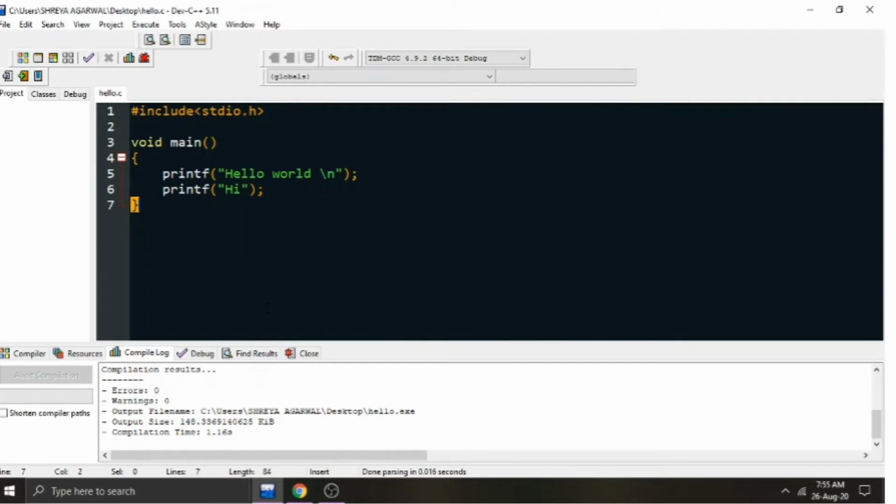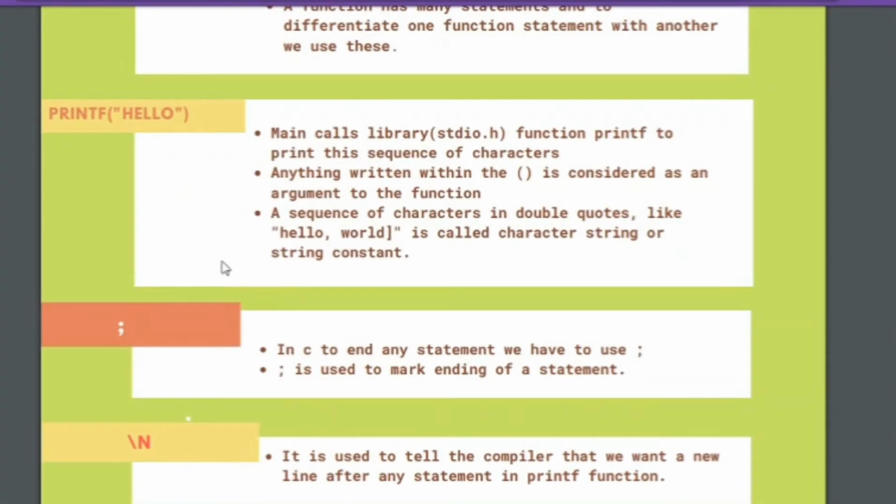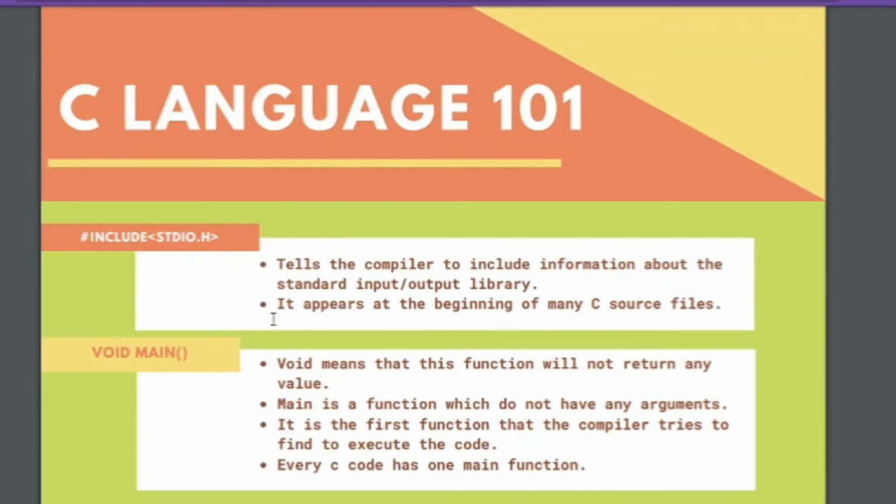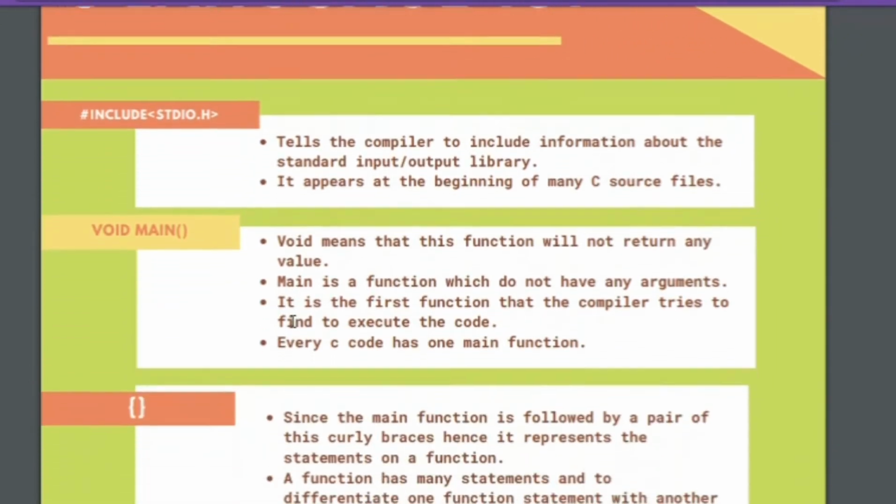So let me explain what each of the statements means. Let's start with hash include stdio.h. Hash include means including something, a source library file. Basically in C, whenever we want to include any library, we need to use hash include. Here we have included the stdio.h library, which is the standard input output library. Basically, this include statement always appears at the beginning of the source file.